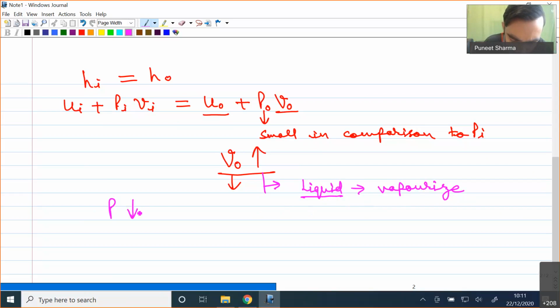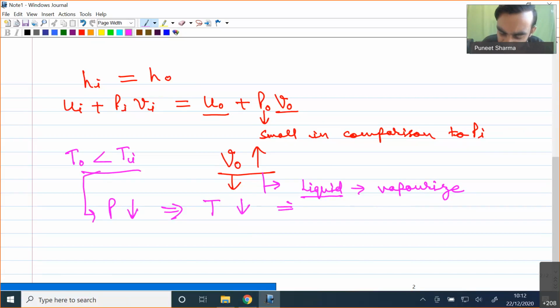Okay, so while our liquid is vaporizing, we have a decrease of pressure, and along with the decrease of pressure, temperature also decreases. This happens because while pressure is decreasing, the temperature of the substance will also decrease. So the temperature of the substance at the outlet will be less in comparison to the temperature at the inlet. But that will only happen if we have some liquid at the inlet, and that liquid then vaporizes in order to keep the energy balance or enthalpy balance the same.